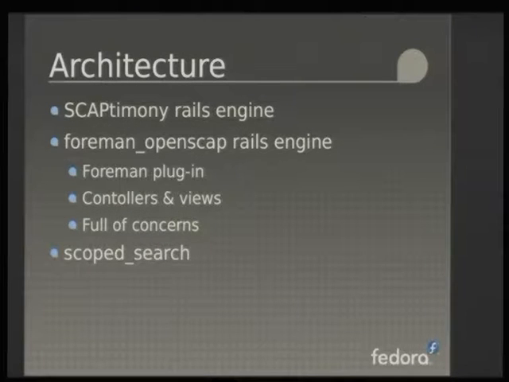And then there is the Foreman OpenSCAP package, which binds the Foreman entities and SCAPtimony entities together. So it's full of concerns. Concern is a Rails term which enables monkey patching. Basically, you take one object from an existing library, you change some methods, and you take another, and that way you can bind two different stacks together. So it's full of glue, and it's not nice, but Rails people like it. Yeah, and then there is scoped search.